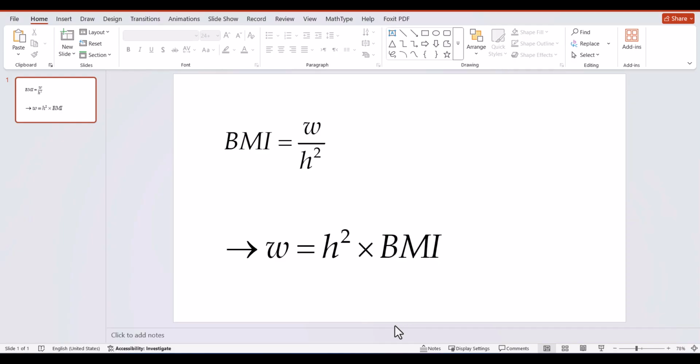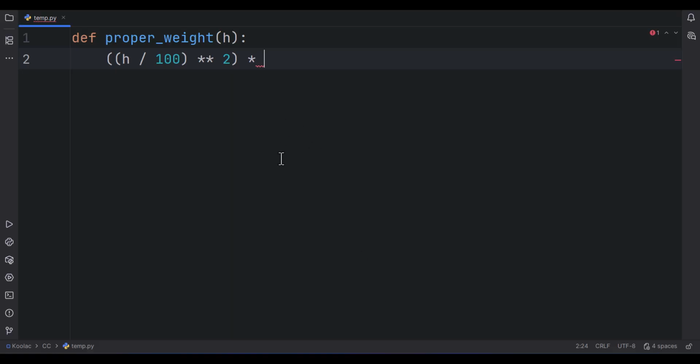And maybe you ask, okay, what is the proper BMI? Some people, for example, use 21.7, and some other organizations use 22.5. Suppose that I want to stick with this number. So in that case, this is going to give us the proper weight according to this formula. So suppose that the proper BMI is 22.5. But as I've said, some people use 21.7.